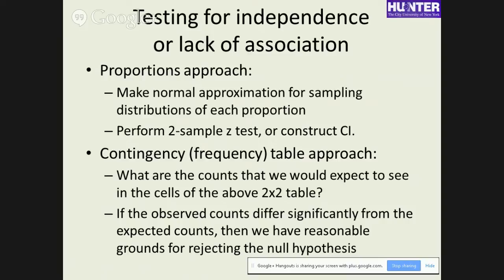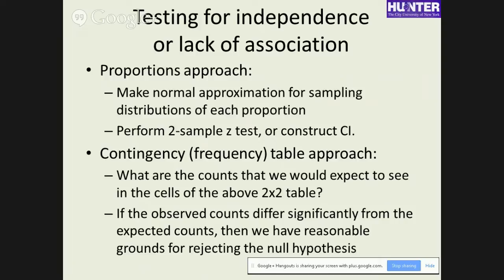So we could take a proportions approach, and you've learned how to do that already, where you would write down the proportions of death penalties for white and black defendants, and test the null hypothesis of no difference in those proportions, using the normal approximation and doing a two-sample z-test, or constructing a confidence interval for the difference in the proportions. And you could do this. This is a valid approach.